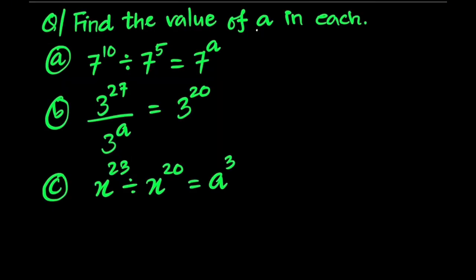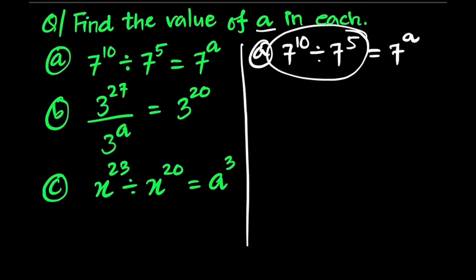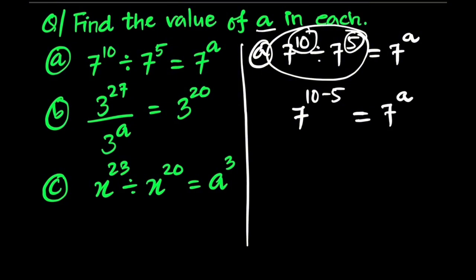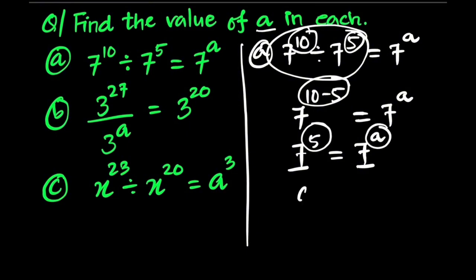Now let's look at this problem. It says find the value of a in each. So let's solve part A. On this side of the equation, powers with the same base are being divided. So write the same base and subtract the exponent, that is 10 minus 5, which equals 7 raised to 5, and on the other side of the equation we have 7 raised to a. Since the bases on the two sides are equal, the exponents on the two sides must also be equal. So a must be equal to 5.